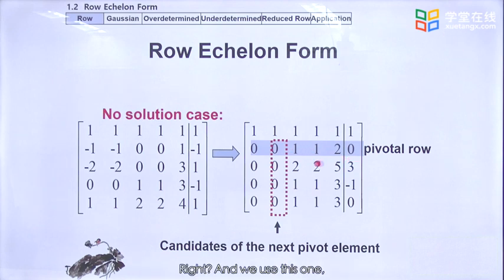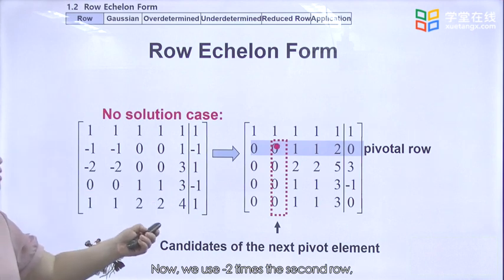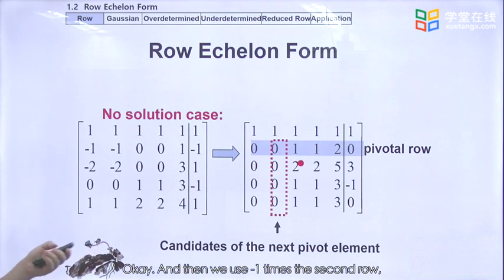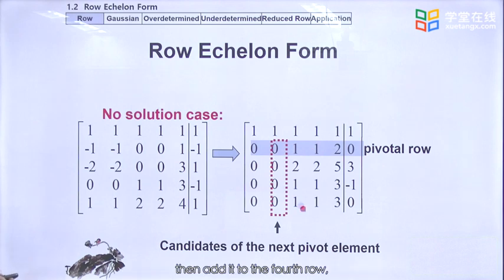And we use this 2 3 entry to eliminate this 2 to be 0, this 1 to be 0, this 1 to be 0. Right? So we use minus 2 times the second row, then add to the third row. And we use minus 1 times the second row, then add to the fourth row, and also minus 1 times the second row, this pivotal row, to the last row, and we can get a simpler form.